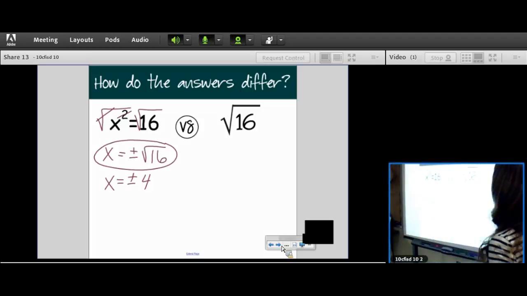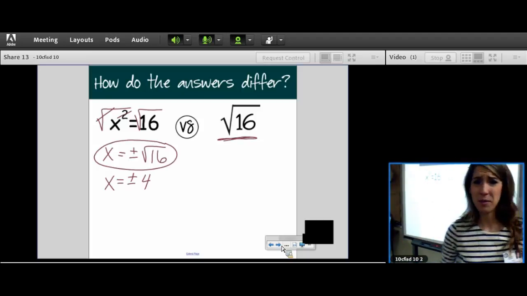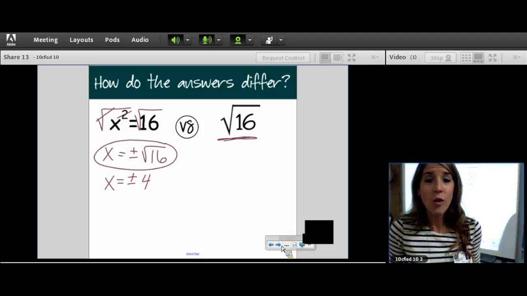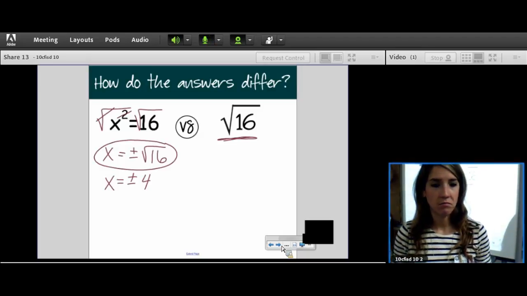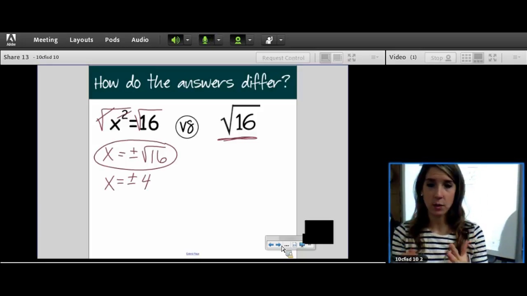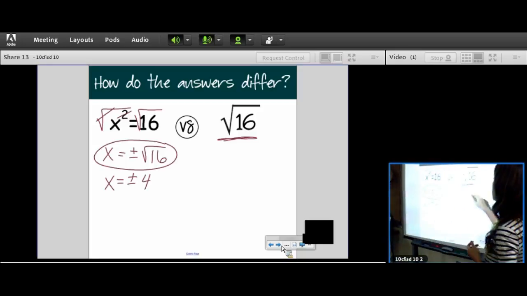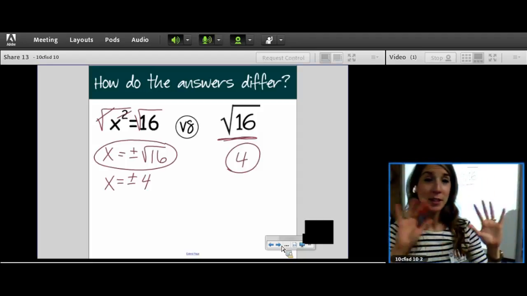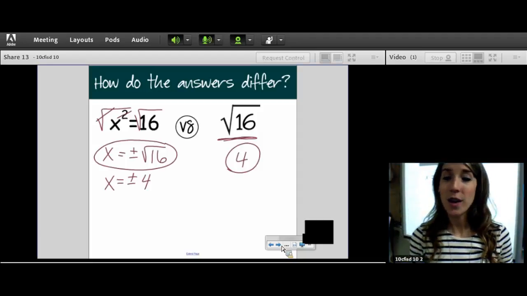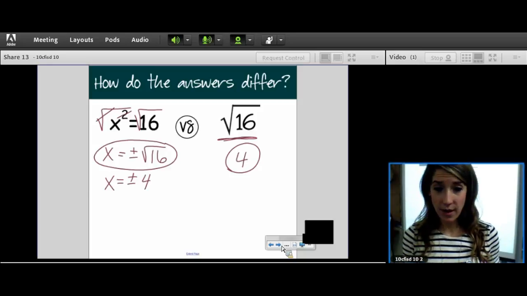Now look at this problem. Are we square rooting an x squared? No. That just says positive square root of 16. That's all it is. That is positive square root of 16. So the answer to this one is 4. So I don't want you to go plus or minus crazy in this unit. When I say square root of 9, I want you to write 3. I don't want you to write plus or minus 3.